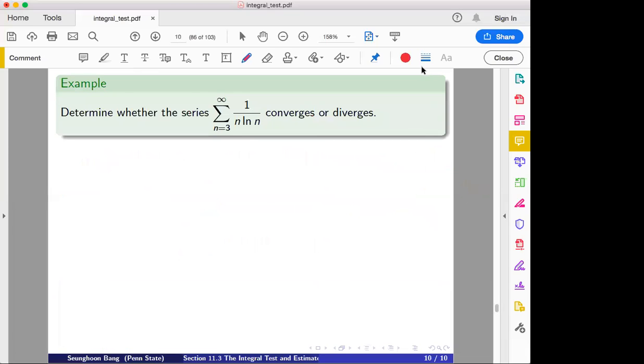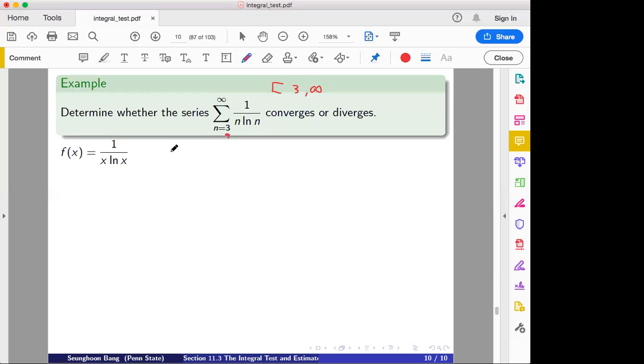So one more example. To determine whether the series summation from n equal to 3 to infinity, 1 over n times ln of n, is convergent or divergent. So similar. You can replace n by x, 1 over x times ln of x. What's the domain? The domain is the starting number here, exactly 3 to infinity.